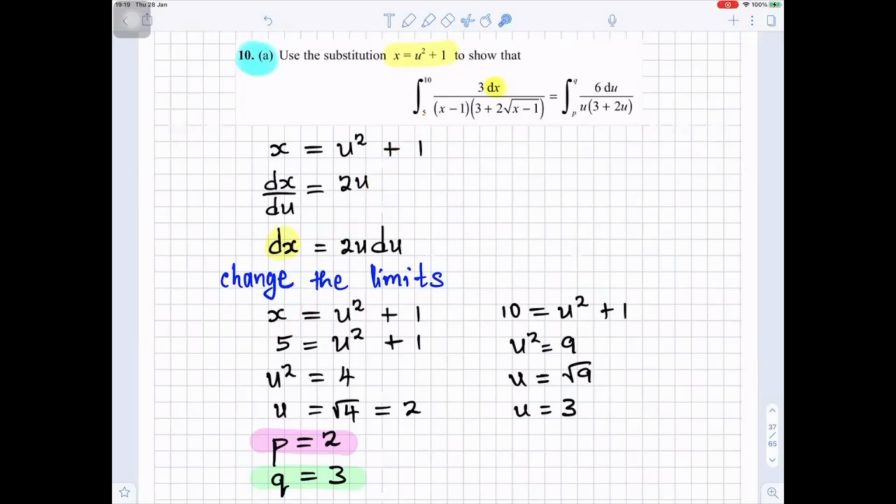So u squared is 5 minus 1, you get 4. And u will be the square root of 4, which gives you 2. And when x is 10, we need to find u squared. So 10 minus 1 gives you 9, and the square root of 9 is 3. So p is 2 and q is 3.